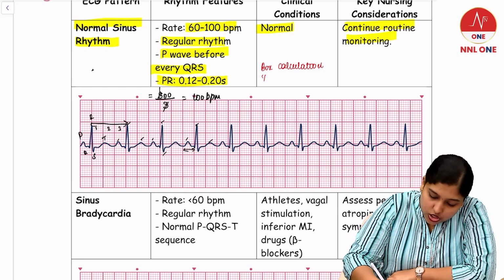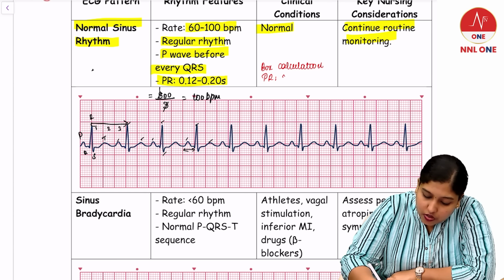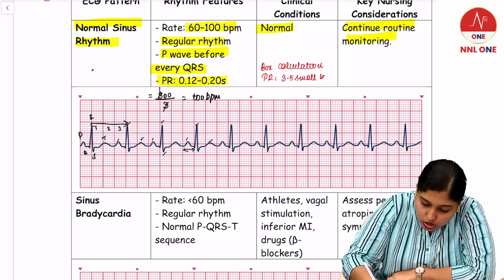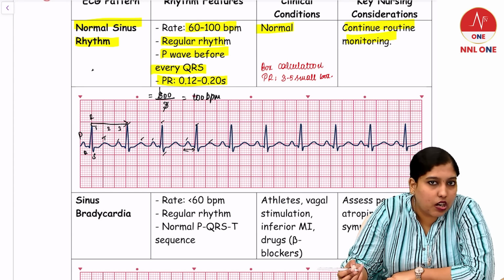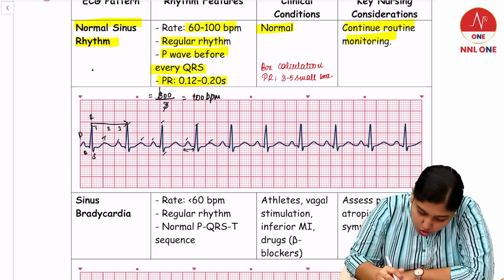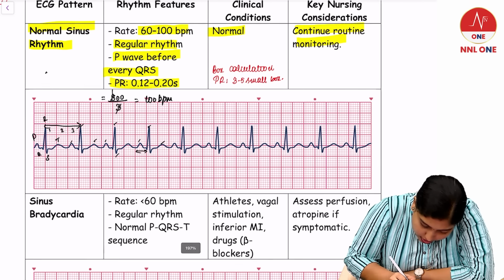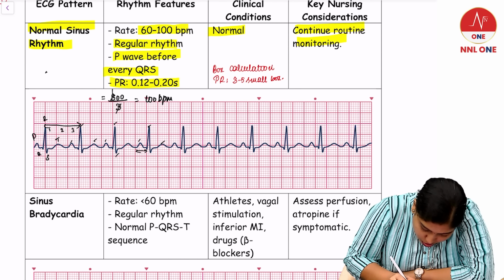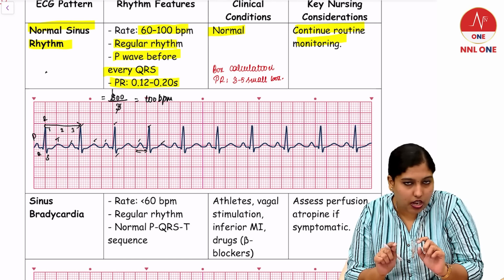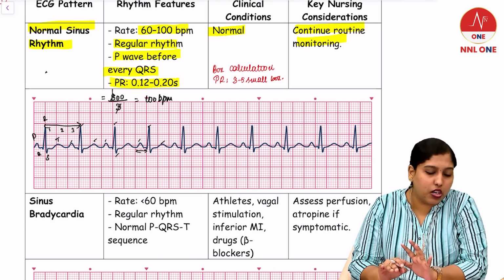Okay, the PR interval is always calculated with the help of the small boxes. It will be around 3 to 5 small boxes, which indicates a normal PR interval, between 0.1 and 0.20 seconds. To be very precise, let me count the small boxes: 1, 2, 3, 4, 5. So there are 5 small boxes in the PR interval, which indicates a normal ECG. So this is all about your normal sinus rhythm.